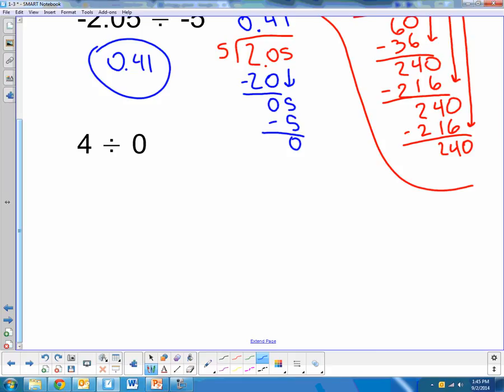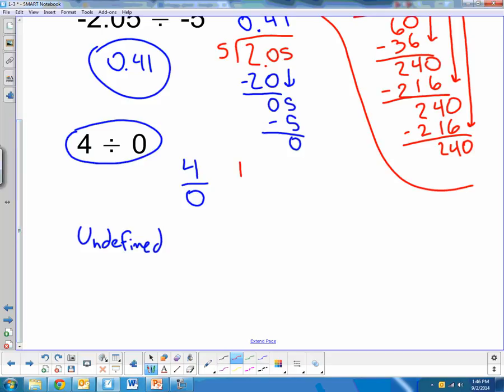And so whenever you're dividing by 0, either like this or in this way here, it is undefined. And that's your final answer for that. 4 divided by 0 is undefined. We don't have a definition for that. That doesn't work. It doesn't even work with our imaginary numbers. It doesn't work with any numbers. You can't divide by 0.